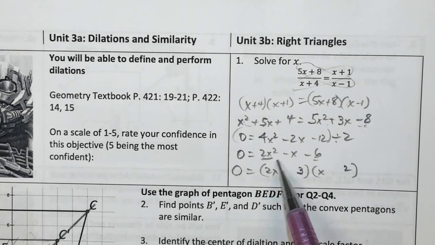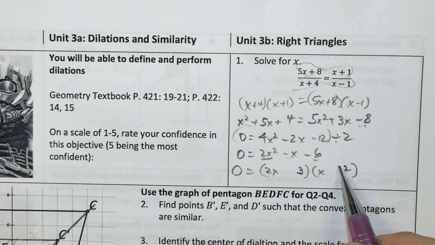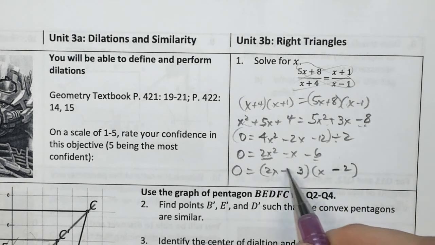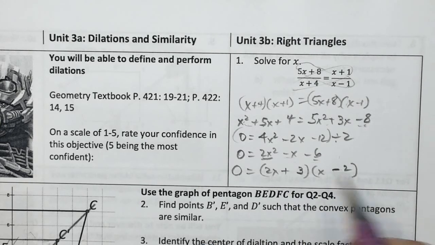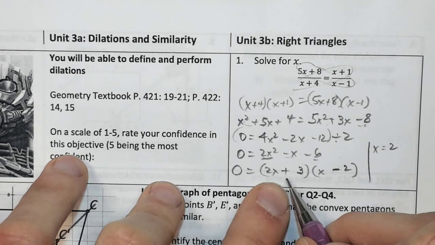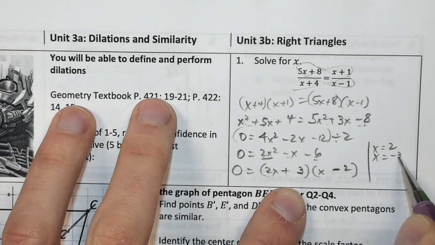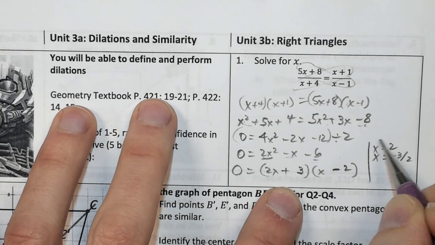So I look at the outside terms. I got 4x. The inside terms, I get 3x. I can get negative x from that as long as it's the negative 4 plus the 3. Now I set each of those equal to 0, and I get x is equal to 2. And on this one, subtract over the 3, divide by 2. x is equal to negative 3 over 2, negative 1.5.